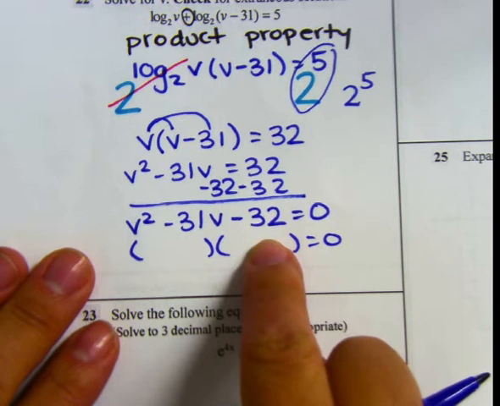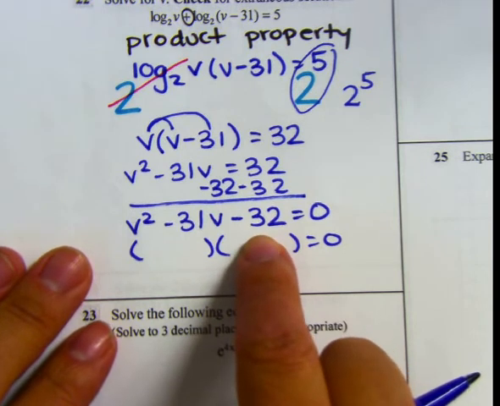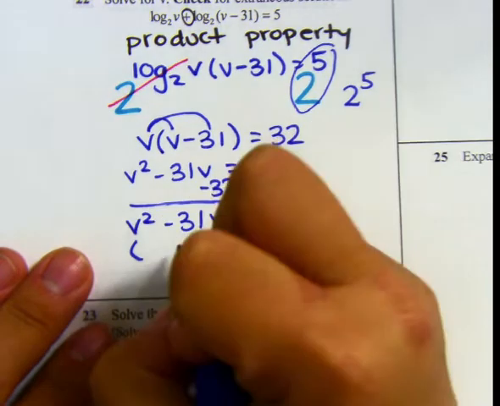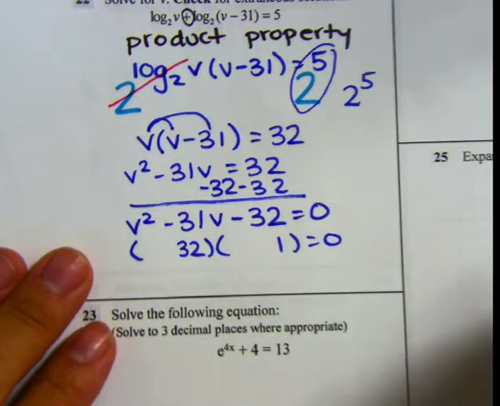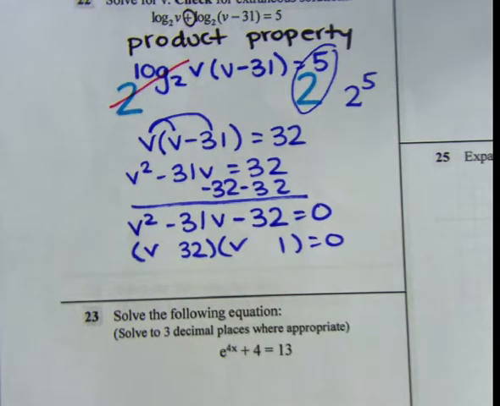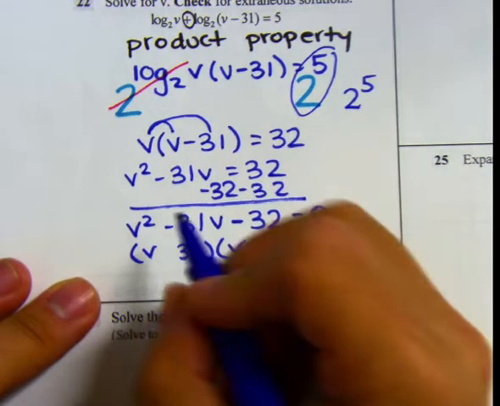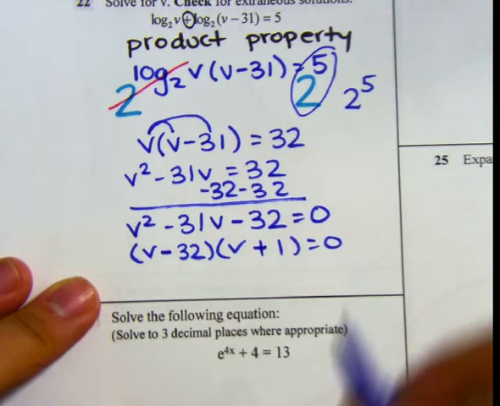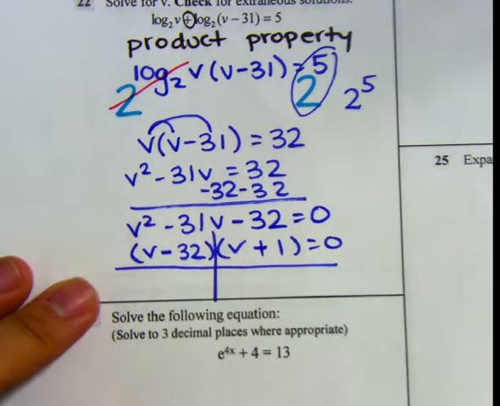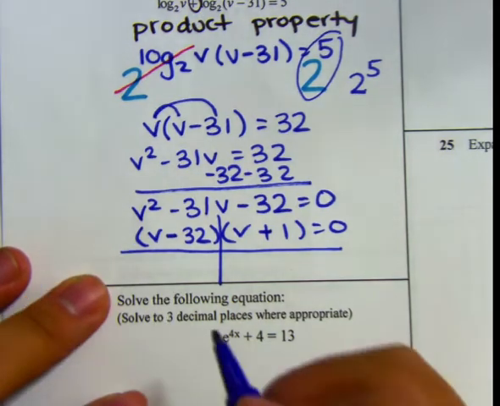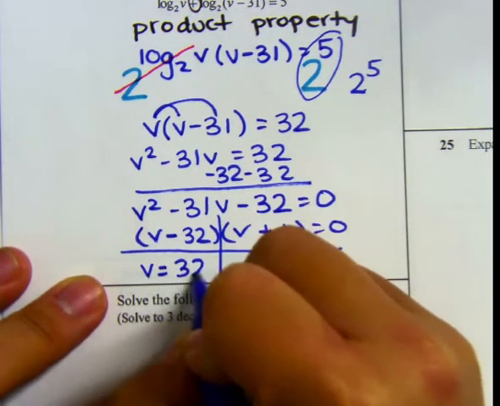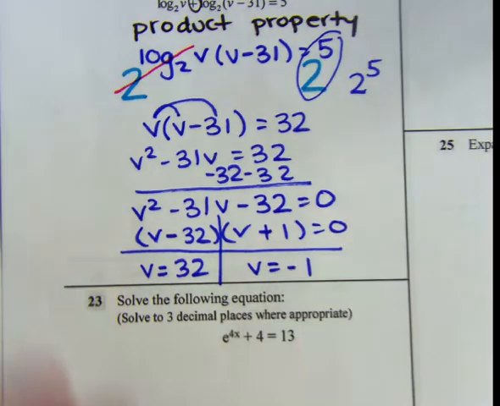So let's see, there are a lot of factors that go into 32. However, I need them to add to 31. So right away, I know it's 32 and a 1. So a v and a v. Because I want to add to a negative 31, I know that 32 has to be negative, the 1 is positive, and we solve it. Okay, set each factor equal to 0. So here we get v equals 32, and then here we get v is equal to negative 1. I know you have two answers, but only one of them will work because one of them will be our extraneous solution. So let's see.